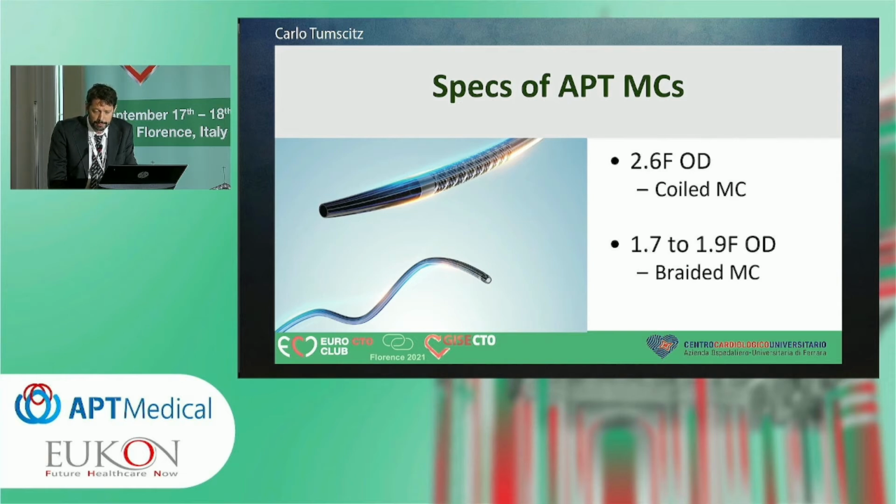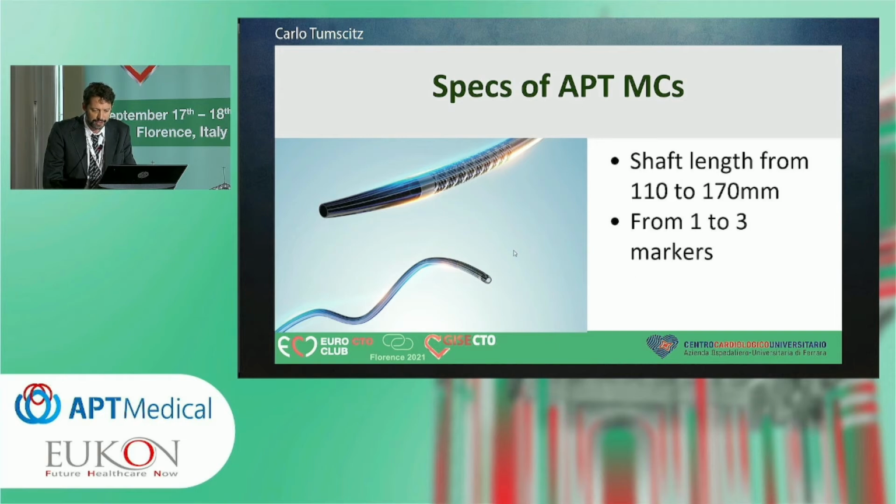It's the most famous and the first channel dilatator that came in the market. And then there is another one that's actually two different kinds, but they are very similar, with different outer diameters from 1.7 to 1.9. They are braided microcatheters. Obviously, the tip is stiffer and not tapered like the 2.6 French.